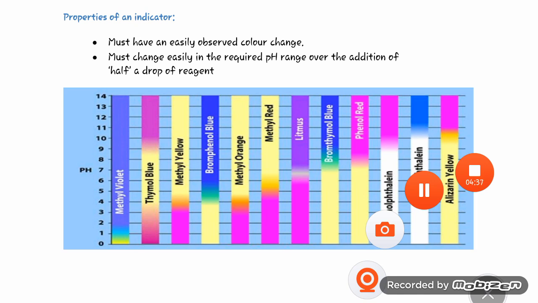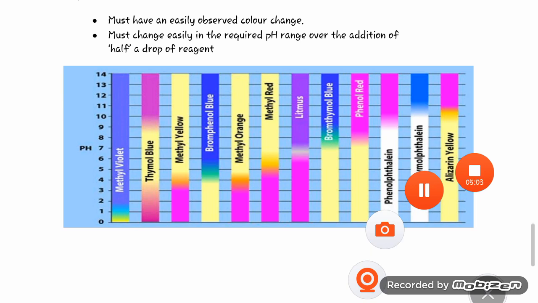Then it must change color over half a drop, because we need an accurate calculation. If it does not change color within a single half drop, that causes an error, as we have studied in measurement and instrumental error. So you can see here, depending upon the pH, the different indicators given here change their color according to the pH. So you can check.